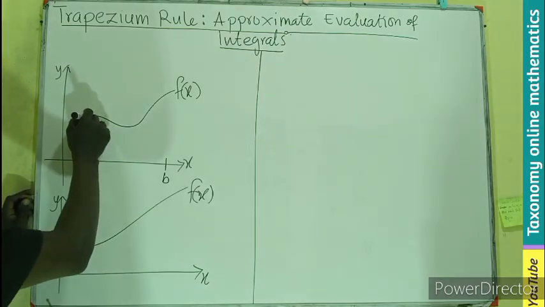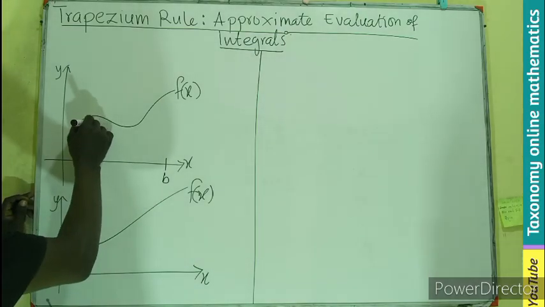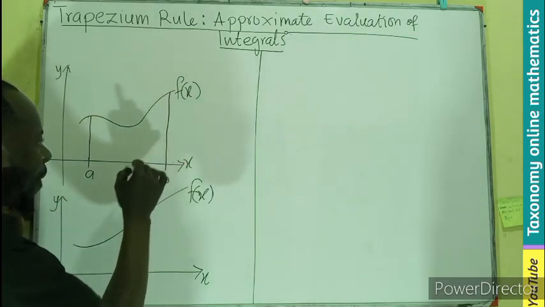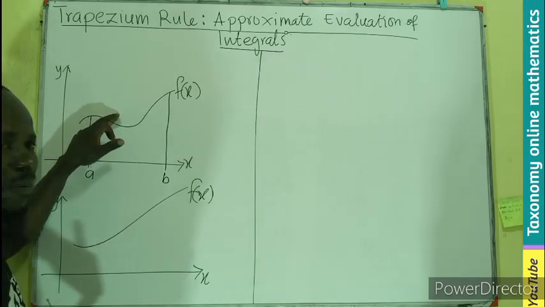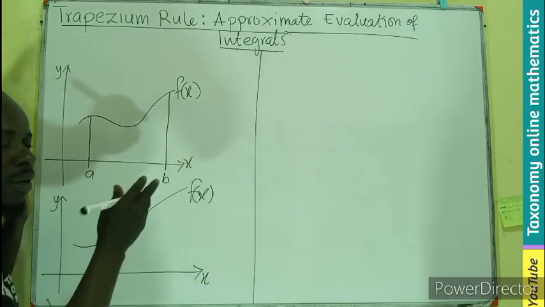So if we are finding the area, we know this is the area bounded. I think my line is not straight enough, but we can manage. This is the area bounded by the curve and the x-axis, spanning from a to b.